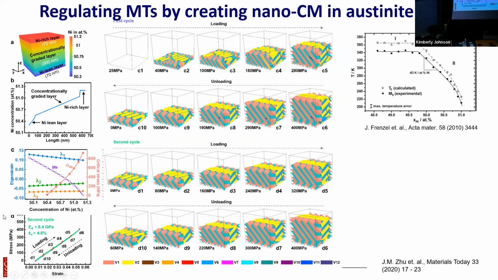And then you can have the 4.6 work output. That's the strain. All right, so that's the microstructure evolution process. This is the first cycle upon loading and unloading, and then the second cycle.